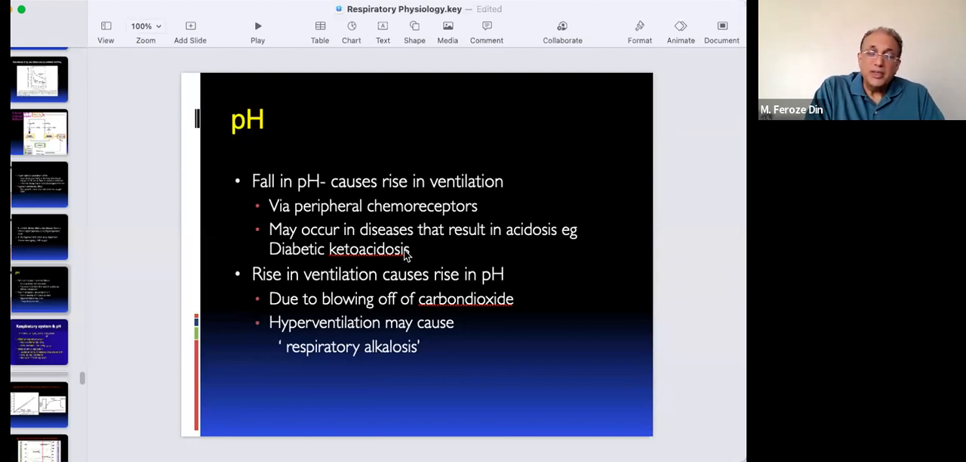So what? That rise in ventilation will then result in blowing off carbon dioxide, thereby blowing out, in effect, carbonic acid. This may be a response to a low pH, or, if it's the primary problem, if somebody is hyperventilating, then loss of that carbon dioxide may result in what is called alkalosis. In this case, it would be called respiratory alkalosis because it is due to a respiratory cause.